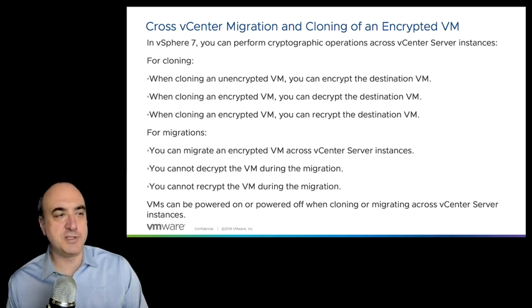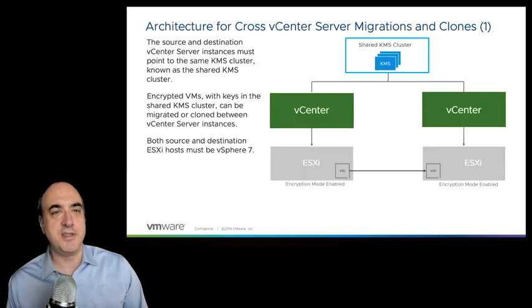For migrations, you can migrate an encrypted VM across vCenter instances. You cannot decrypt the VM during the migration, though, and you cannot recrypt the VM during the migration. VMs can be powered on or off when cloning or migrating across vCenter instances. The important distinction here is you need to have a shared KMS cluster. This was not possible in vSphere 6.5 or 6.7. This is what's new in vSphere 7.